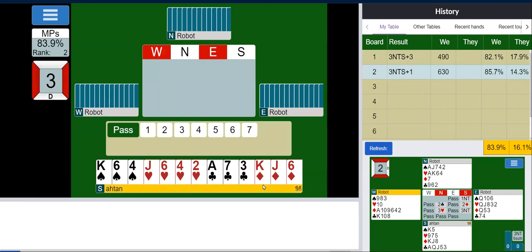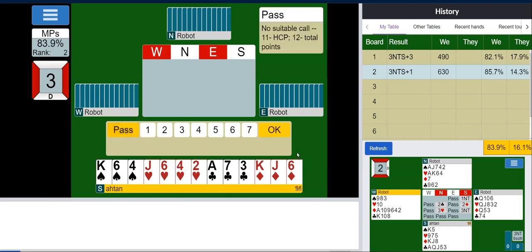Okay, so 12 high card points, but a very flat hand. I think if I keep the rule of 20, this is not a biddable hand, so I'm going to pass.